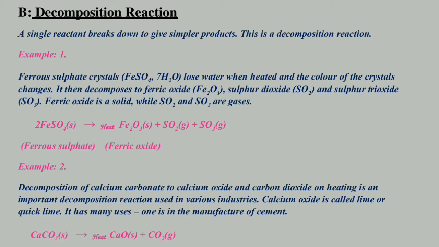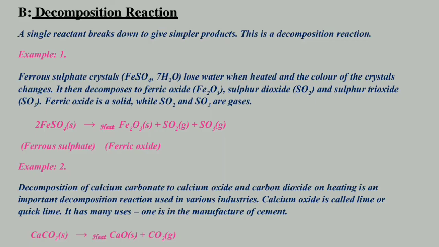Ferric oxide is a solid while SO2 and SO3 are gases. So here we will see the decomposition of ferrous sulfate. 2FeSO4 in the solid state gives the products Fe2O3 plus SO2 plus SO3. Here you can see that after the arrow I write heat. What is the heat? In the presence of heat this reaction will occur. Okay, and we can write heat above or below the arrow.